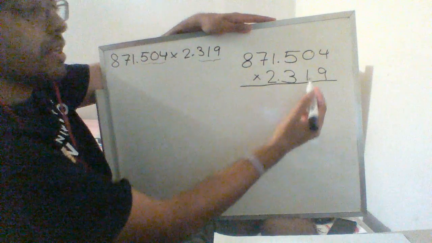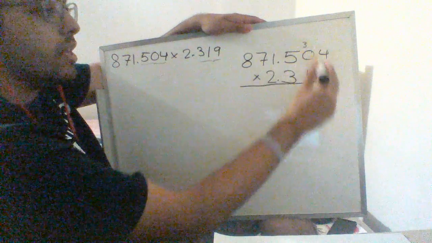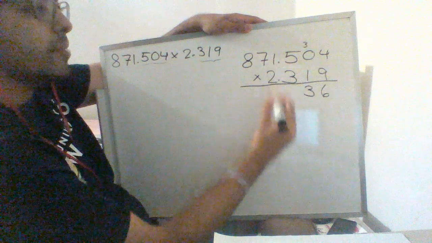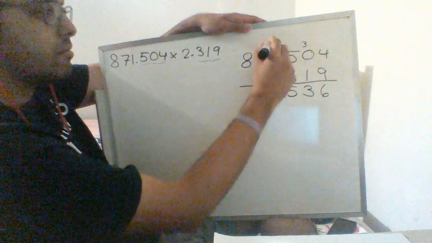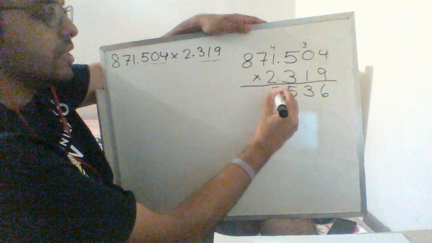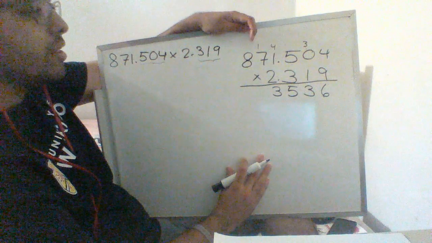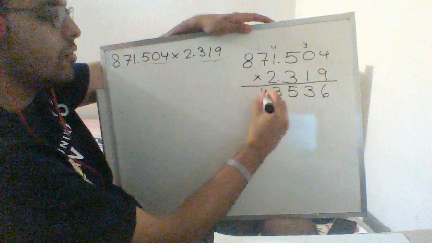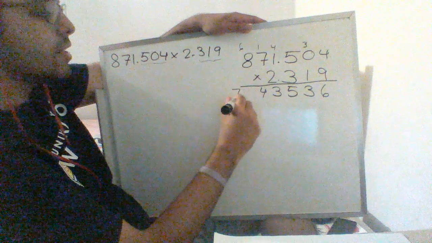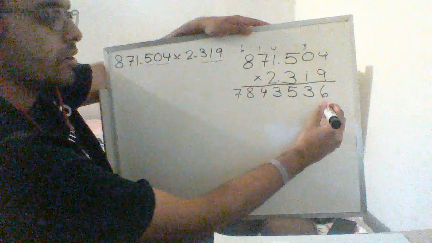So if we start, we get 9 times 4 is 36, carry the 3. 9 times 0 is 0, plus 3 is 3. 9 times 5 is 45. 9 times 1 is 9, plus 4 is 13. 9 times 7 is 63, plus 1 is 64, carry the 6. 9 times 8 is 72, plus 6 is 78. Alright, so far so good, I think.